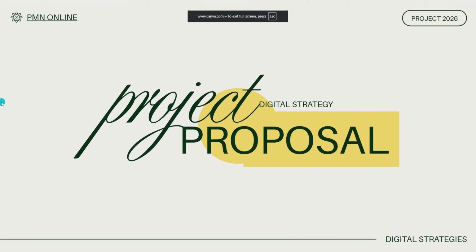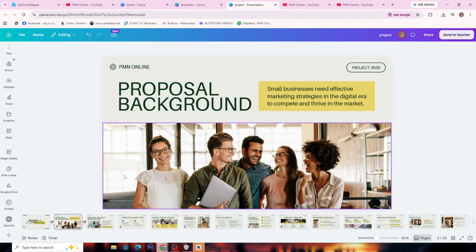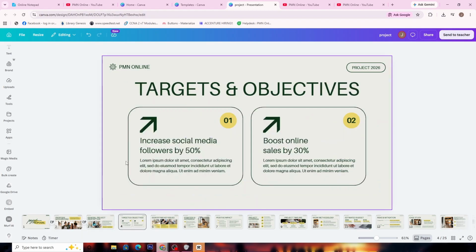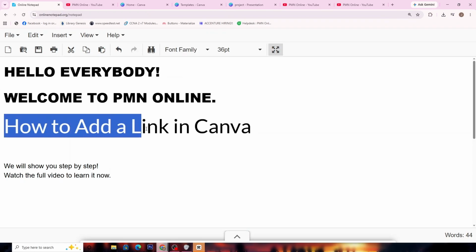And that's it. By following these steps, you can effortlessly add clickable links to your Canva designs, adding a professional touch and layers of interactivity that will surely impress your audience. Hopefully, you now have a better understanding of how to add a link in Canva.